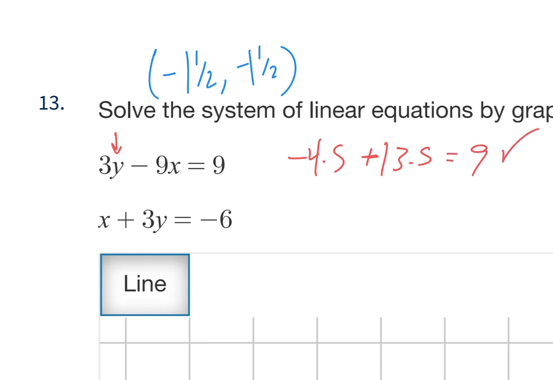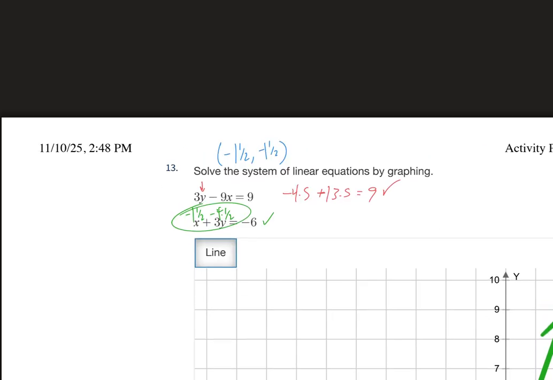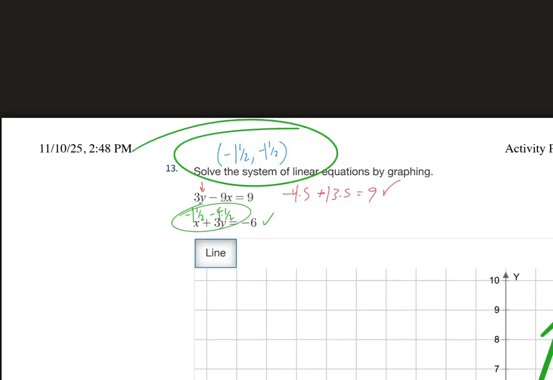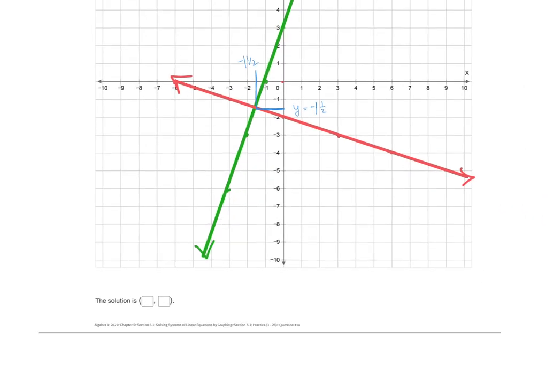Wow, what a coincidence. And then this one, okay, you get -1.5. And then 3 -1.5s again is still -4.5. Anyway, -1.5 minus 4/2 is -6. So boom, confirmed. -1.5 can be written that way. It can be written this way. It can be written this way.